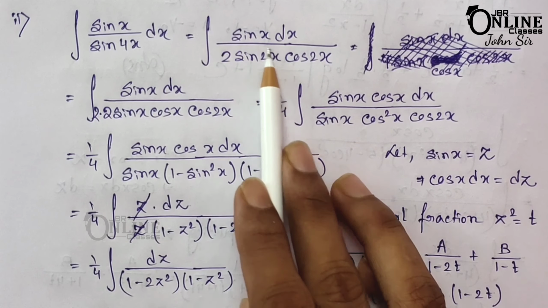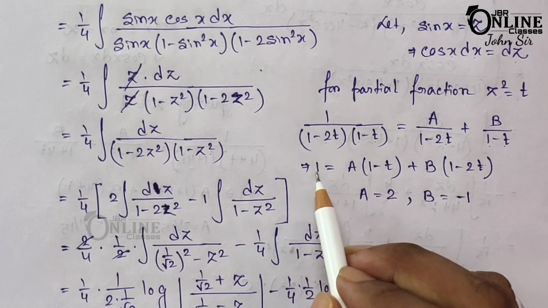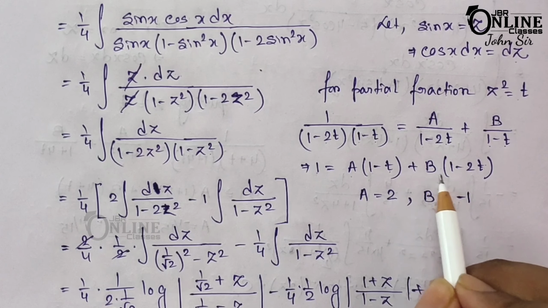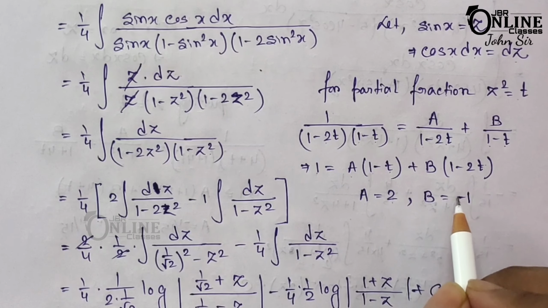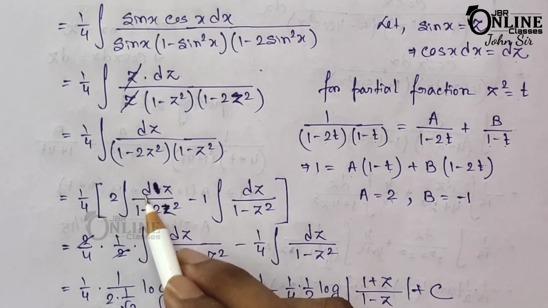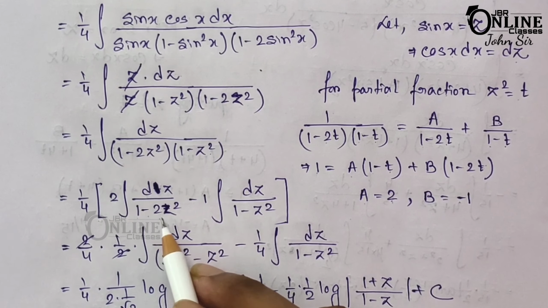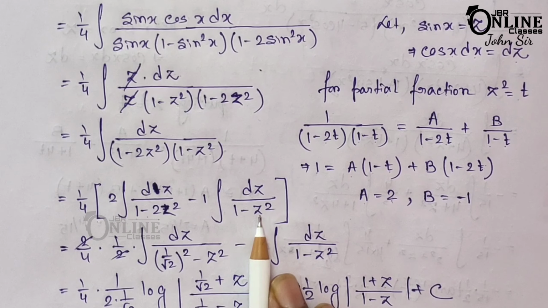Okay, so 1 by 4 dz by (1 minus 2 z square)(1 minus z square). Now for partial fraction z square equal to t. So 1 by (1 minus 2t)(1 minus t) equal to a by (1 minus 2t) plus b by (1 minus t). So 1 equal to a into (1 minus t) plus b into (1 minus 2t). So here a equal to 2 and b equal to minus 1. So now write down 1 by 4 as here 2, because a equal to 2, integration dz by the first one 1 minus 2 z square. Now minus 1 integration dz by 1 minus z square.